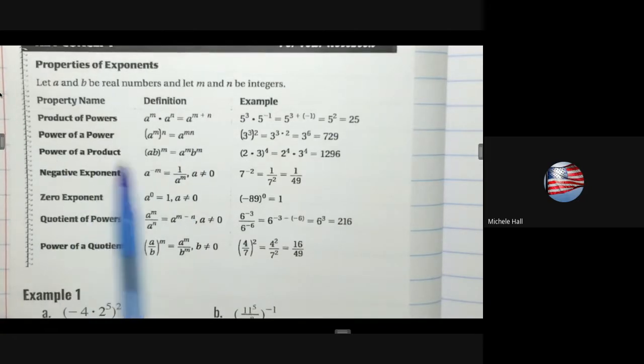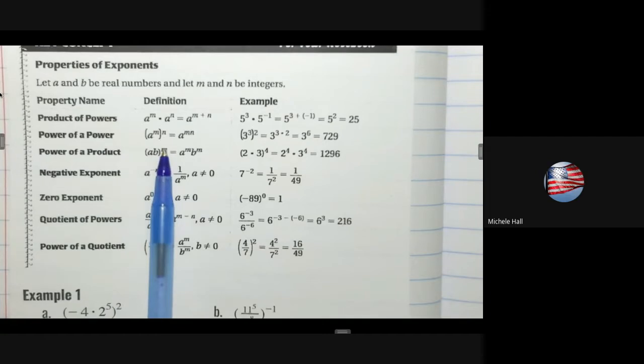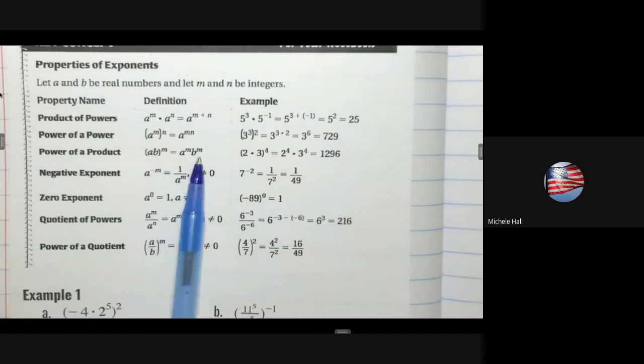Power of a product: there are two things on the inside being multiplied, and so that means that you're going to distribute that m onto everything on the inside. A to the m times b to the m.